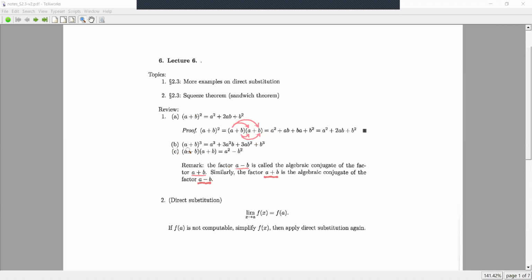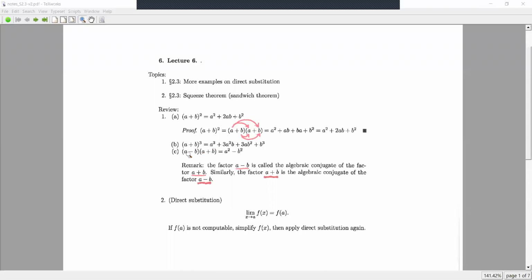Formula B: (a + b) to the third is equal to this. To see this formula, similarly, write the left-hand side as (a + b) times (a + b) times (a + b). Then expand the two products by distribution. Then we will have this equation.